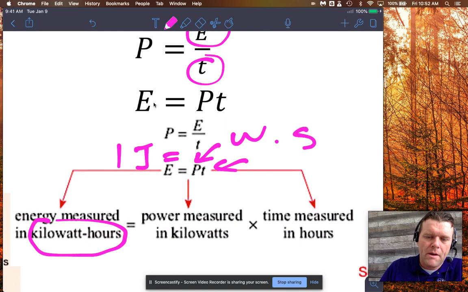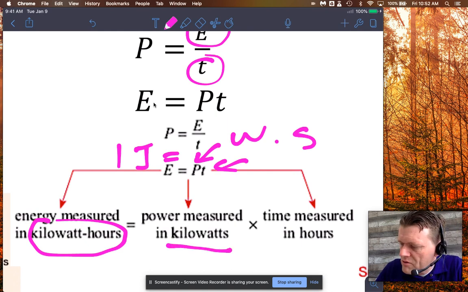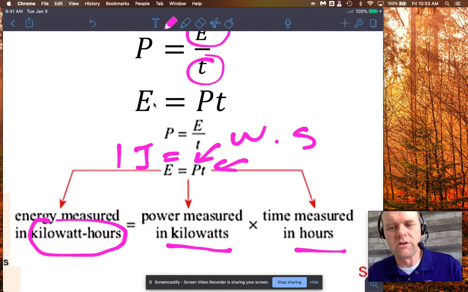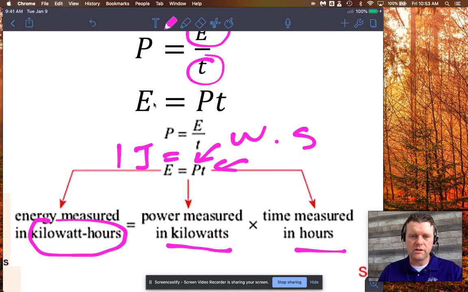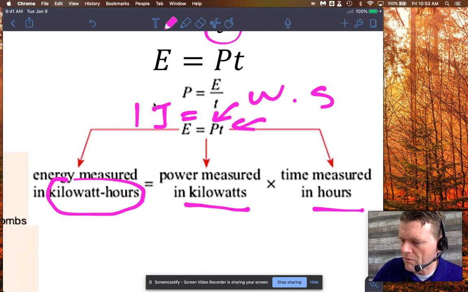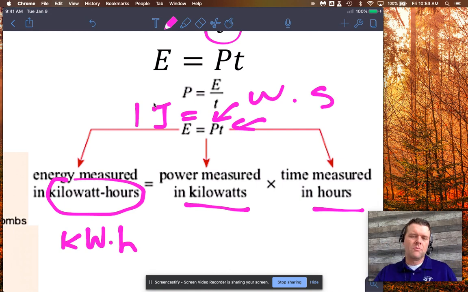If you change your power into kilowatts and you change your time into hours, and power companies do this all the time, we'll do a question here in a second that uses that, you get another unit for energy, and that's kilowatt hours. You'll see in the examples they write it as kWh like that, so capital W for watts, but lowercase k and lowercase h.